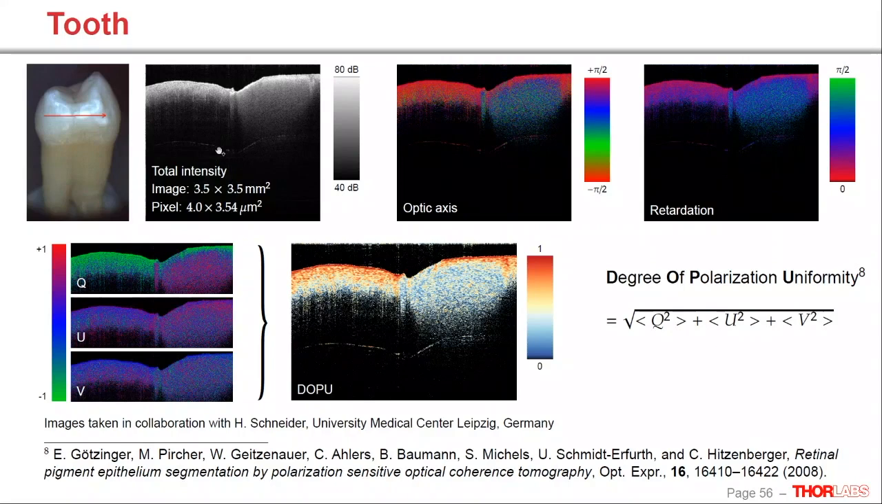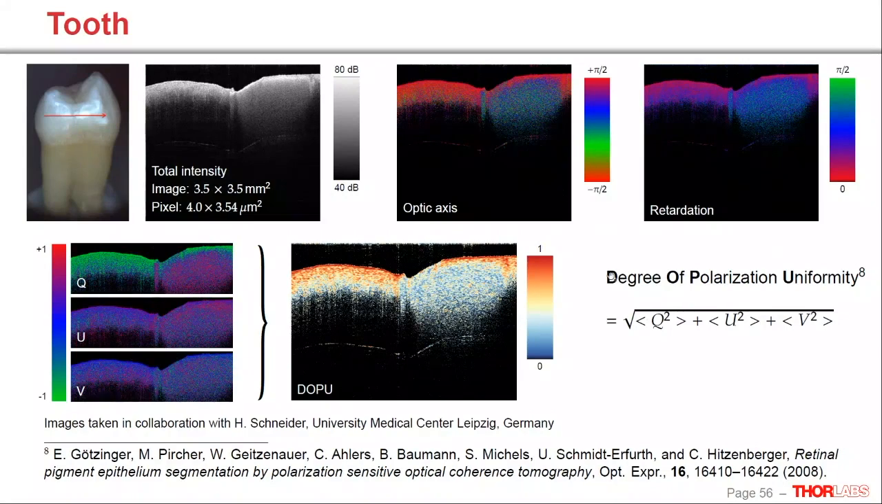And in the total intensity image, we see the healthy part here. And we also see a little difference on the left-hand side where the carious lesion is. And on the optic axis and retardation image, we also see this behavior, but the optic axis is showing in this region a very irregular signal, and it's quite random, to be honest.